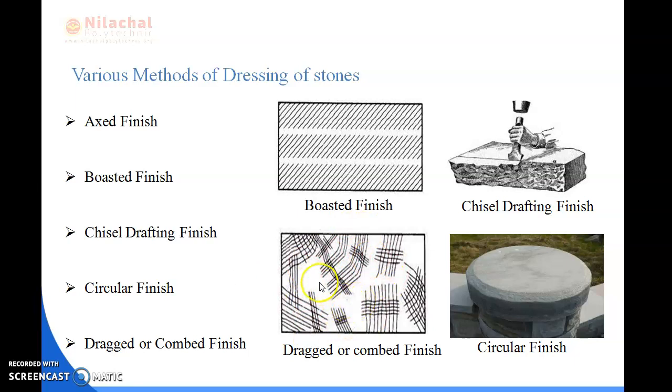So we can say that in this type of finish, a drag or a comb, a piece of steel with a number of teeth, is rubbed on the surfaces of the stone in all directions. Horizontal, vertical, any direction, it is rubbed on the surfaces, and this finish is suitable only for stones.